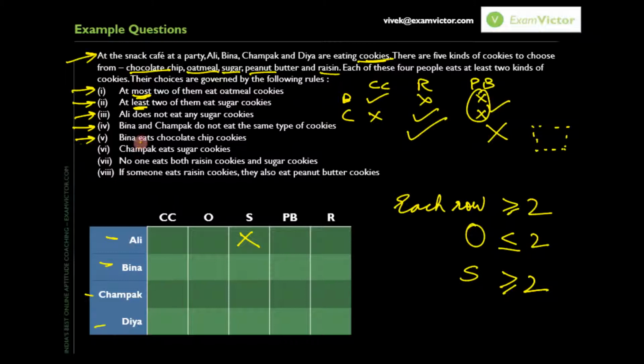Look at this one. It says Beena eats chocolate chip cookies. So you put a tick for Beena for chocolate chip. Using this previous point, automatically this means there is a cross for Champak because Beena and Champak don't eat the same type of cookies. Beena eats chocolate chip, so Champak cannot eat chocolate chip. Exactly same logic. Champak eats sugar cookies, so I put a tick here. Automatically that means it's a cross for Beena. So we have now covered till this.